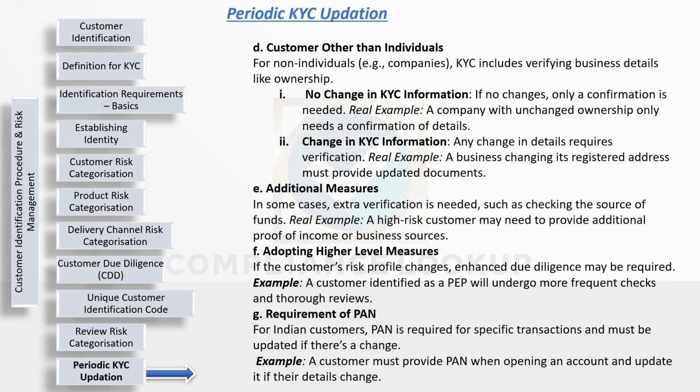F. Adopting higher level measures. If a customer's risk profile changes, like becomes a PEP, the institution may adopt enhanced due diligence measures and update the KYC accordingly. Example: if a client is identified as a politically exposed person (PEP), the bank may increase the frequency of monitoring and conduct a more thorough review of their transactions.